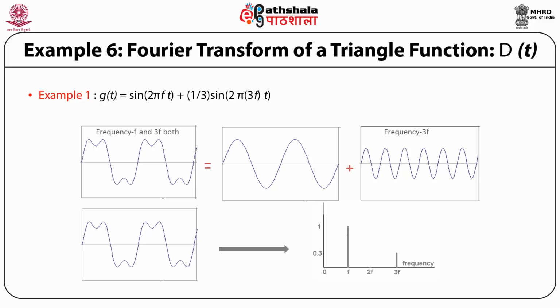When you combine, you will get a graph which is as shown on the left hand side. Now when you take the Fourier transform of this function, sin 2 pi ft plus 1/3 sin 2 pi 3ft, you will find the solutions are f and 3f, and they will have different heights because the amplitudes are different.